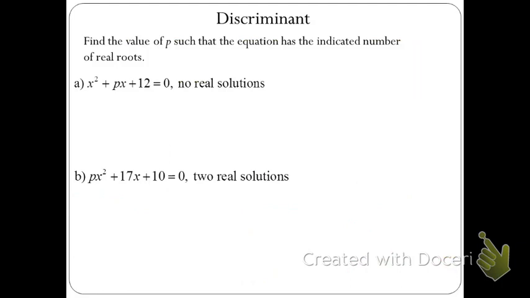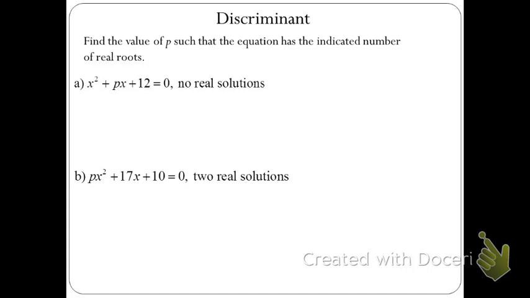Alright, so what I'm asking us to do here with this pair of problems is this. We're going to find the value of p such that the equation has the indicated number of real roots. You see a p in this equation right there. We want to find out what value of p would make this equation have no real solutions. And then you see p in the second equation. We want to find out what value of p will make that equation have 2 real solutions.